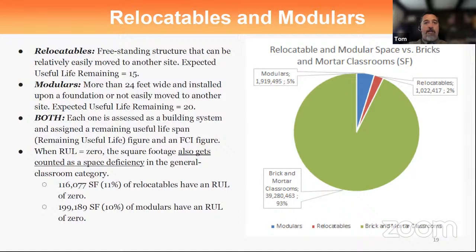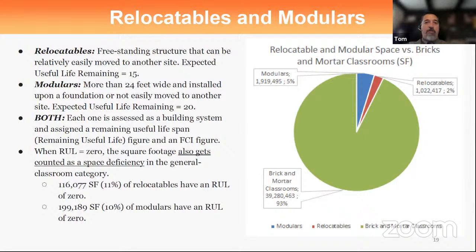In addition, when the remaining useful lifespan of a modular or relocatable attains 0 remaining useful years, the square footage then becomes counted as a space deficiency within the general classroom type space. This means that while a modular or relocatable is in what should be a decent and usable condition, it is counted as sufficient space. Once it is worn out, however, it is not counted as sufficient space, and that space deficiency then contributes more heavily to the facility's deficiency level.